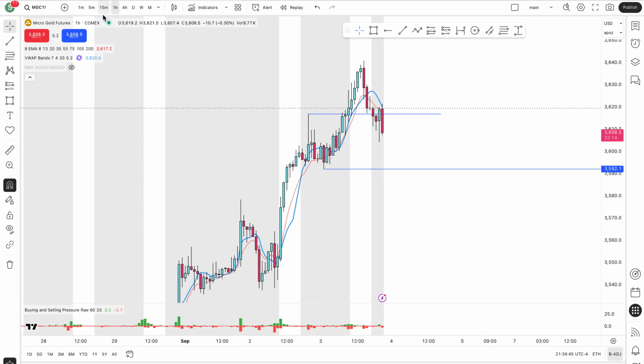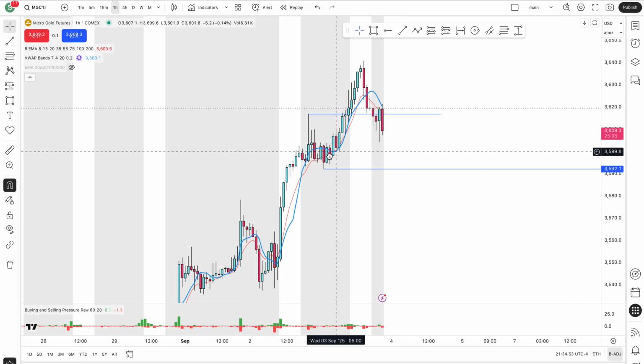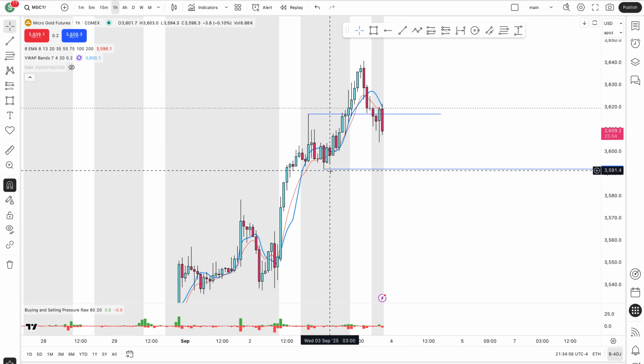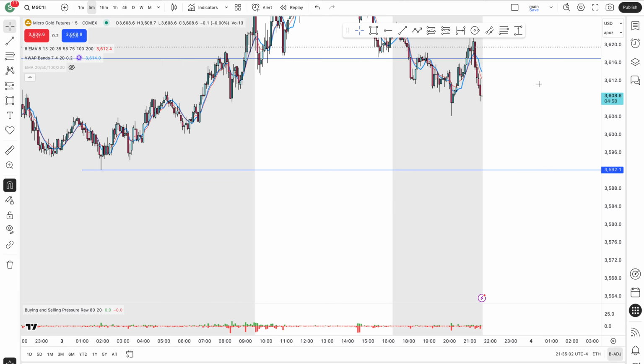Okay, so first I took a short the first time we got below this level, thinking, okay, we're going to make a retracement on the high time frame down to a key demand area down here somewhere, maybe this swing low. And we get below the level. I got in short.